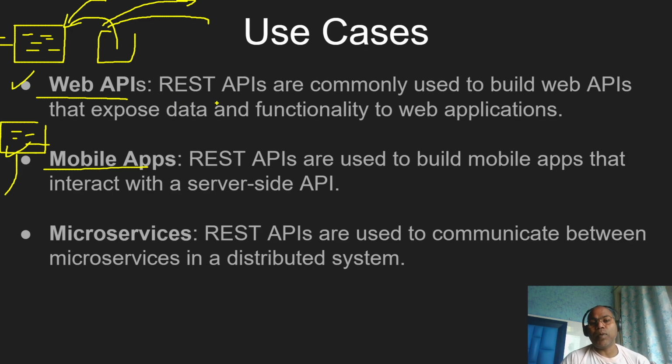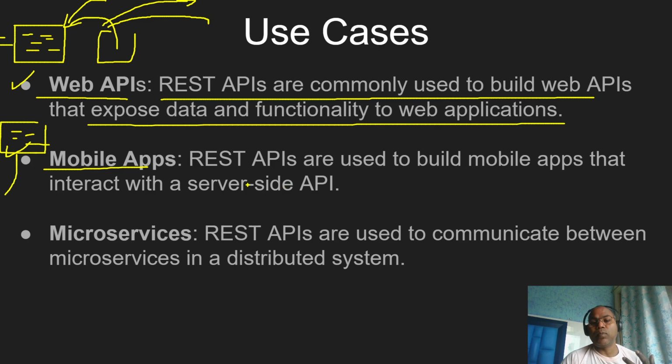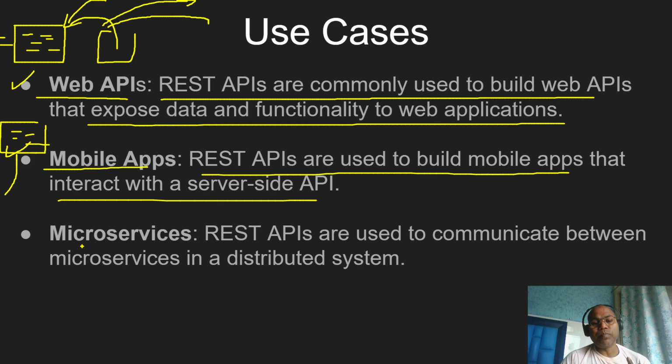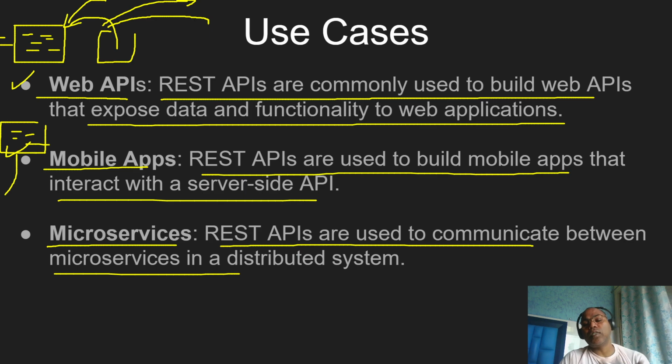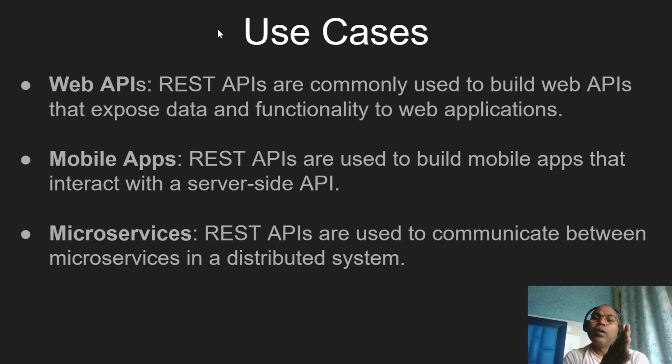So these are the places where REST API is commonly used to build the web API and expose data and functionality to the web application. Similarly, REST API is used to build a mobile application to interact with server-side data as well. And nowadays, all microservices communicate with each other in a distributed environment via the REST API. Lots of very standard patterns are built for how one microservice communicates to another microservice.